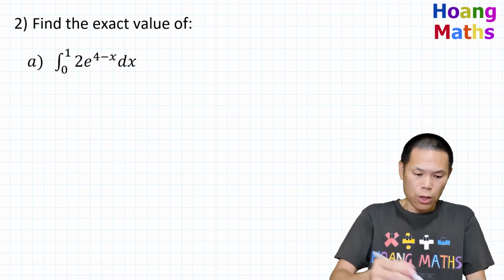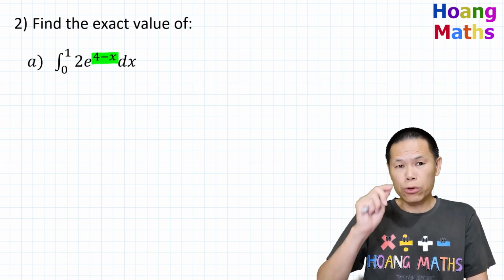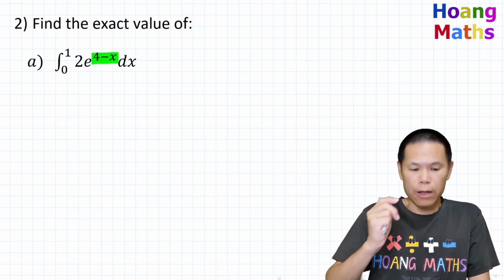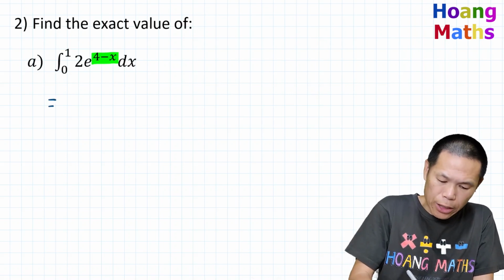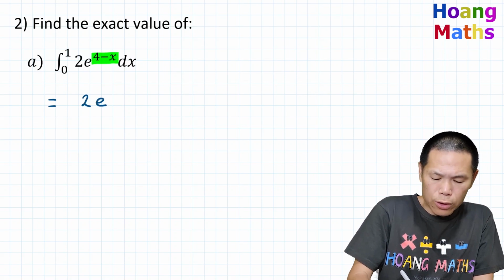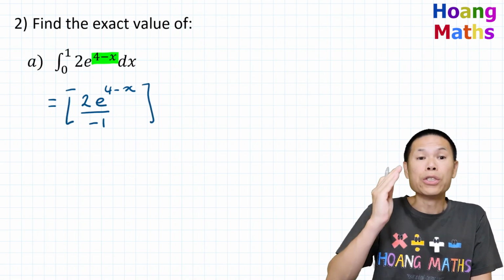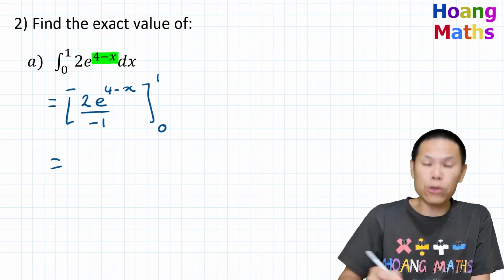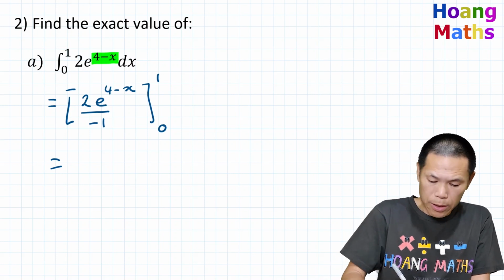So first of all, we just need to differentiate f of x. To differentiate 4 minus x gives me negative 1, so we just divide by negative 1. That is equal to 2 e to the 4 minus x, divided by negative 1, and it is from 0 to 1. So this is 0, this is 1. What I do is simplify this: 2 divided by negative 1 gives me negative 2.